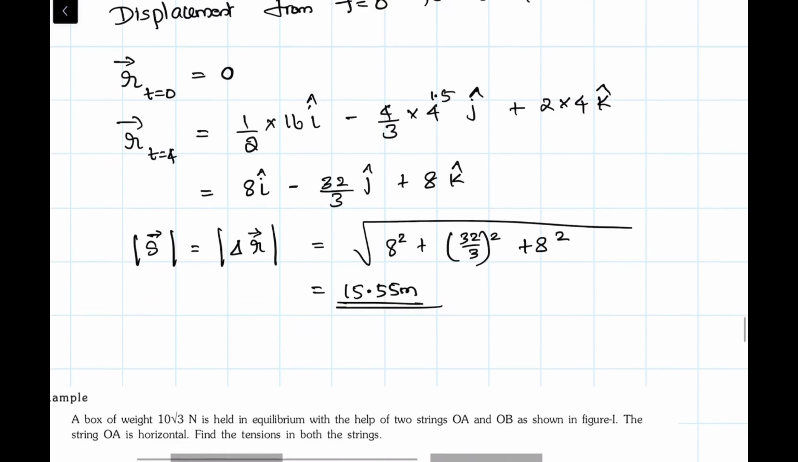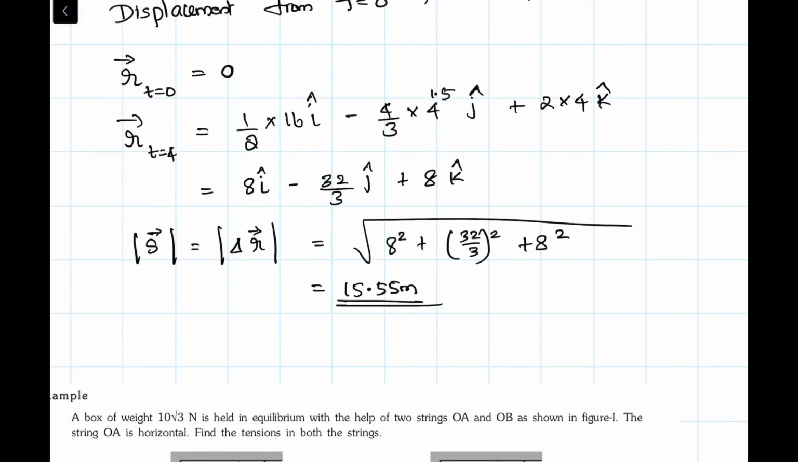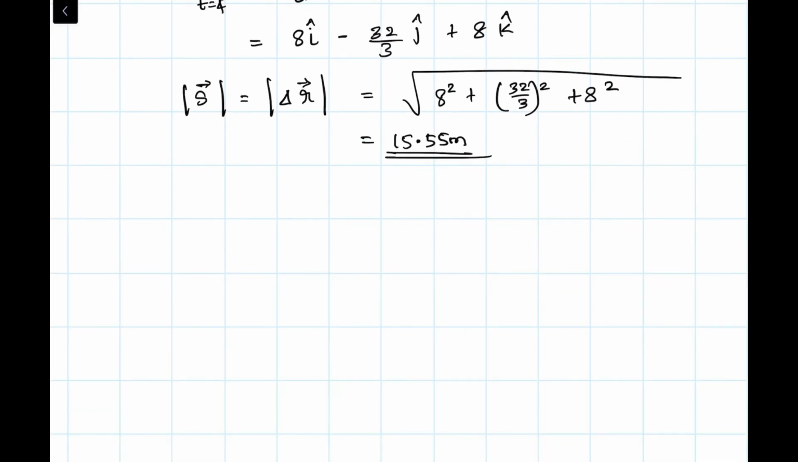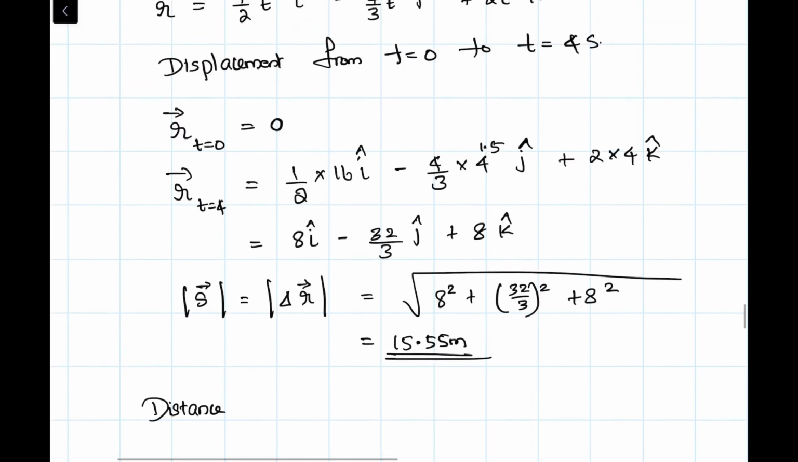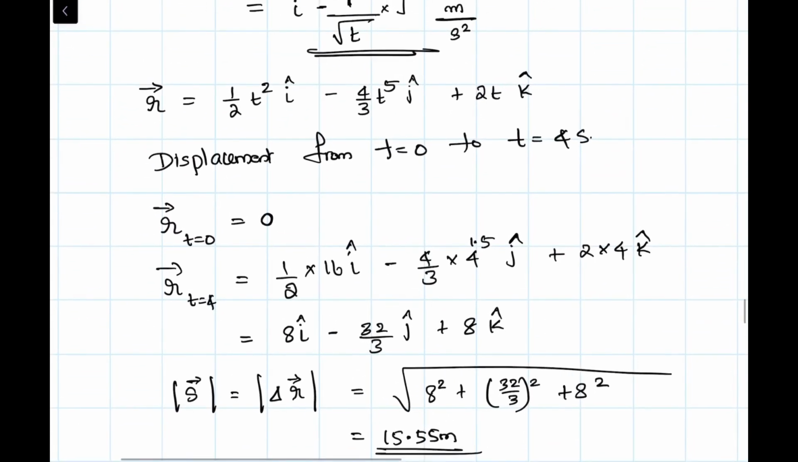Now what about distance? How will you calculate distance? So let me write distance, because we have to calculate the distance also. Now this is the tricky part. Distance is a scalar quantity. So you might think, we already calculated displacement from t equal to 0 to 4.